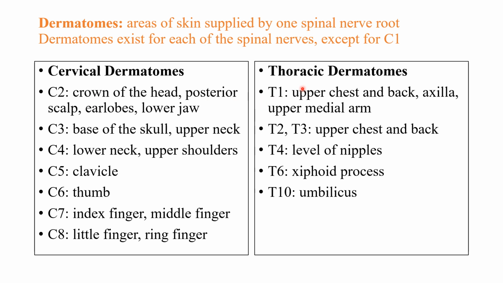Then coming to thoracic dermatomes. T1 for upper chest, back, axilla and the medial side of the arm. T2 and T3 for upper chest and back. T4 at the level of the nipples. T6 at the level of the xiphoid process. T10 at the level of the umbilicus.